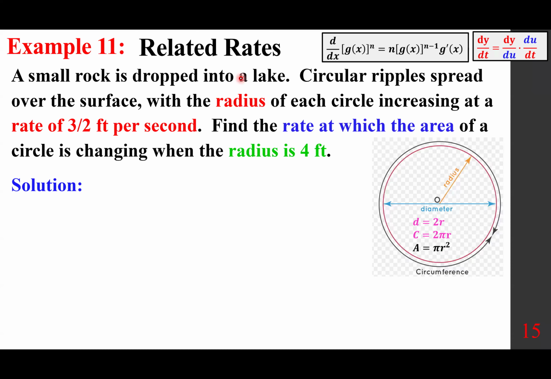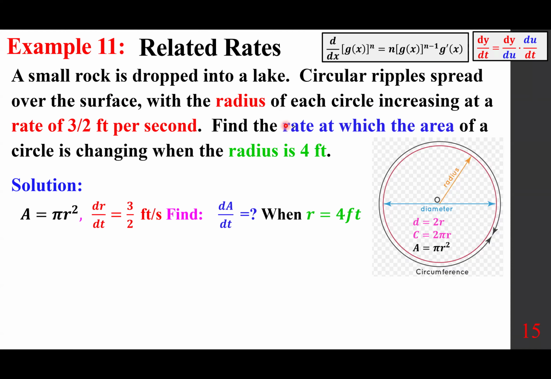Then we reread again. Circular ripples spread over the surface with the radius of each circle increasing at the rate of 3/2 feet per second. That means dr/dt is 3/2 feet per second. Find the rate at which the area is changing. So dA/dt at what point? When r is 4. So this is the translation of this word problem.